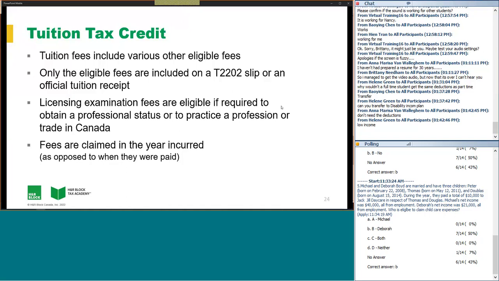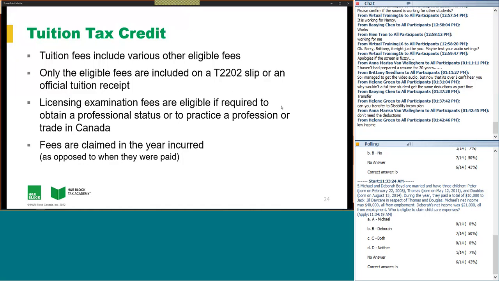The examination fee will count, but it has to be a profession or trade in Canada. So any profession or trade, if it's not on a T2202, if you have a receipt, you can claim it as tuition if they meet the other tests. Everyone else, no. So there's lots of other exams you might take.